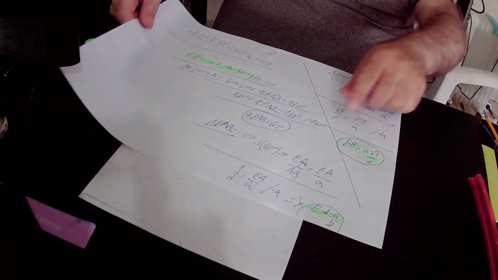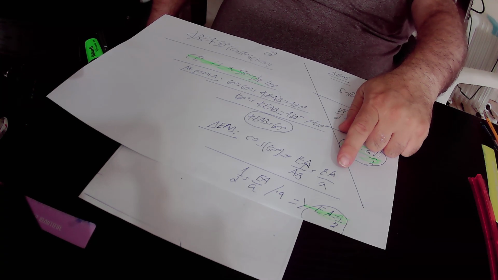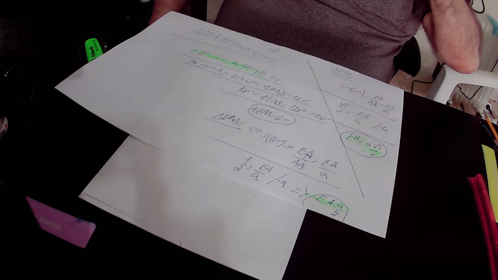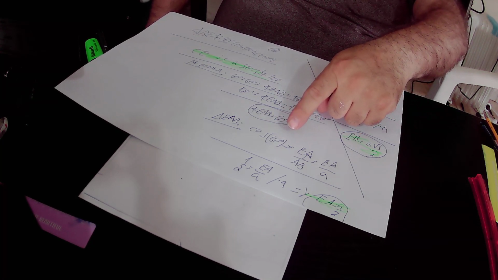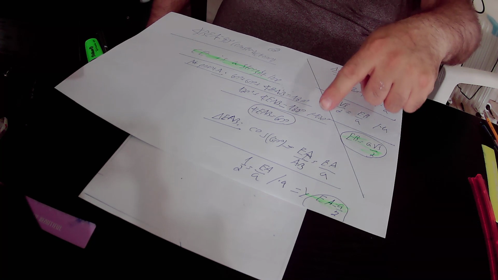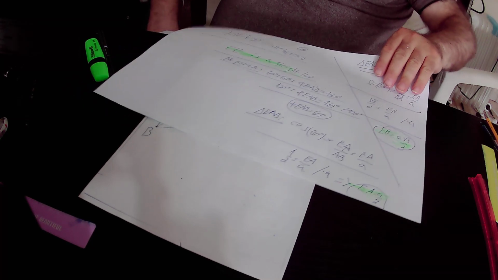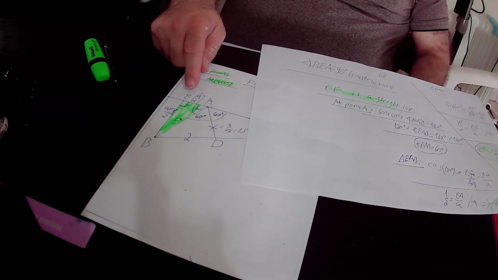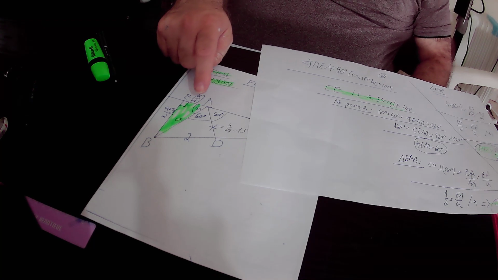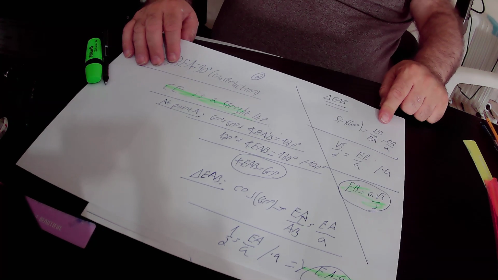So in this right triangle EAB, we know that cosine 60 degrees equals EA over AB. AB equals A, so we substitute AB by A, and cosine 60 degrees is 1/2. So 1/2 equals EA over A. We multiply this equation by A and find that EA equals A over 2. Then in this green right triangle, we know that sine of 60 degrees equals EB over BA.